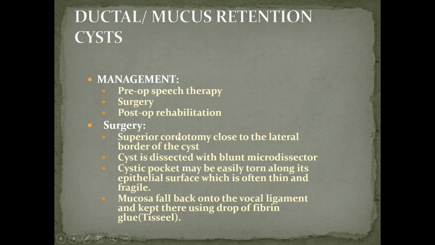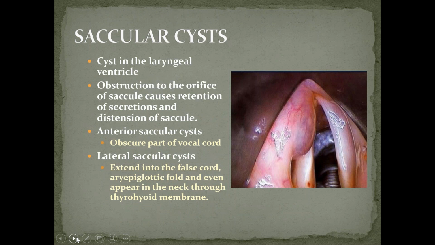The incision is made close to the lateral border of the cyst. The cyst is dissected by a blunt micro dissector. The cyst wall is very thin, so we need to precisely excise the intact cyst without rupturing the cystic wall. If you rupture the cyst during removal, it is very difficult to remove the entire cyst. After removal of the cyst, the mucosa will fall back onto the vocal ligament, and again we can apply tissue glue.